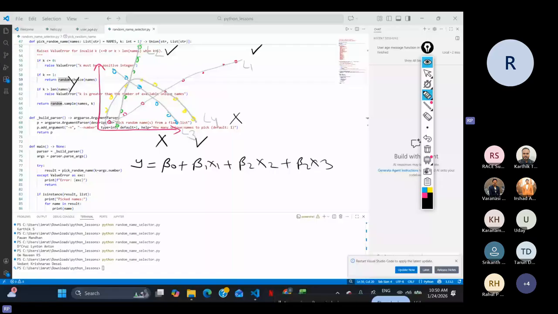It is linear because if there is a change in x1 by a certain amount, y changes by a corresponding amount. If I had x1 square, that's non-linear. Or if I had the square root of x1, or x1 cube, that's non-linear. Because y is nothing but beta naught plus beta 1 times x1, beta 2 times x2. It's a linear relationship.